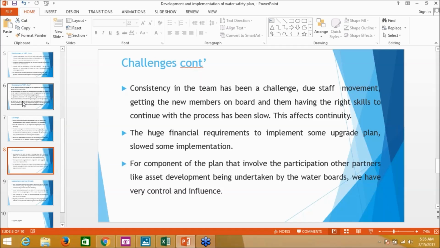Then there are huge financial requirements to implement some upgrade plans. Some involve talking to other players, and this now makes it very difficult. So some upgrade plans have not been implemented fully, some have been implemented fully. Then there's a bit where you have to implement with other partners like the Water Service Board, and we have very little control or influence over them. So we must exercise patience and consistency to ensure that we continuously engage them. Progress has been made, but at the beginning it was rather slow.